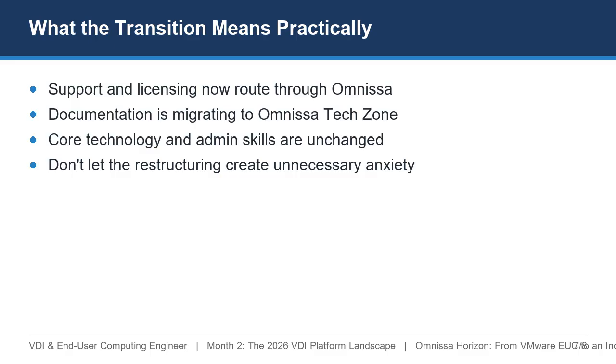If you inherit an existing VMware Horizon estate, three things matter. Support and licensing now route through Omnissa, not VMware or Broadcom. Documentation is actively migrating to Omnissa Tech Zone. And the underlying technology, instant clones, app volumes, DEM, UAG, is functionally unchanged, so your skills transfer directly. The corporate restructuring hasn't changed the product's technical direction.